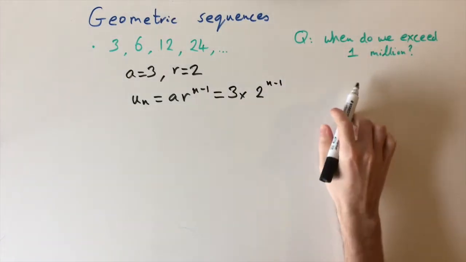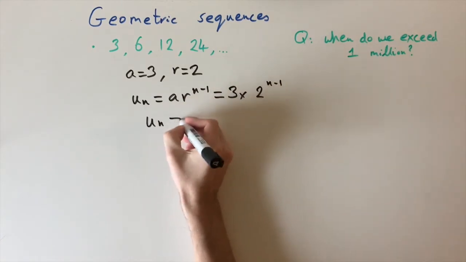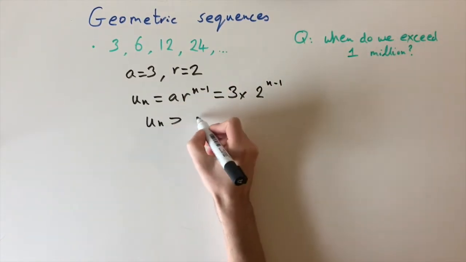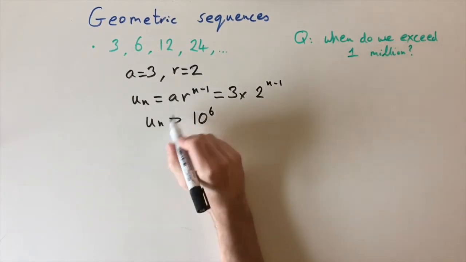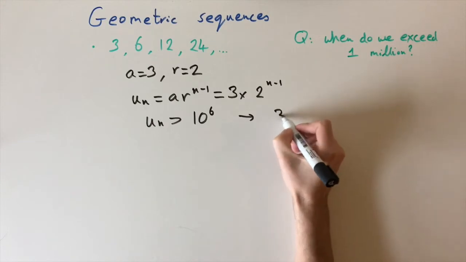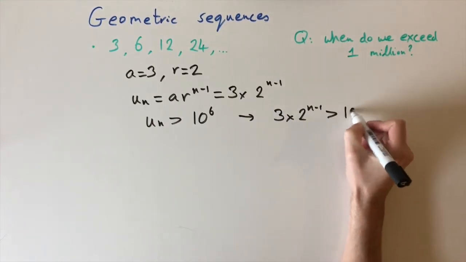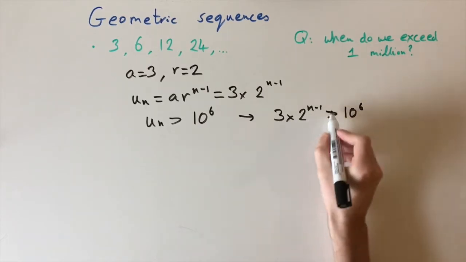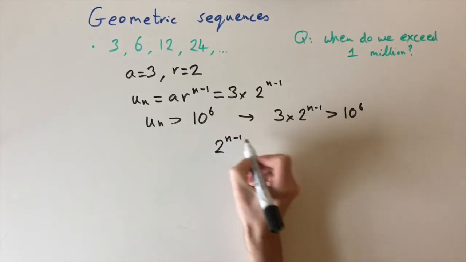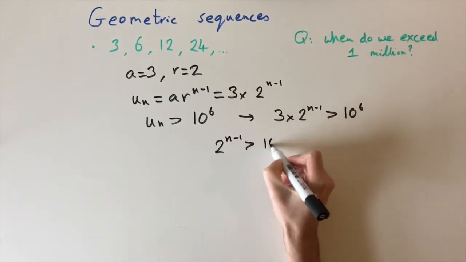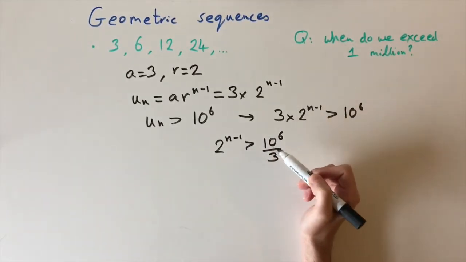So now to solve this question, we just need to think about the inequality. When does un become greater than 1 million, which I'm going to write more conveniently as 10 to the power of 6. So let's just sub this in. 3 times 2 to the power of n minus 1 is greater than 10 to the power of 6. So we need to solve this to get it in terms of n. I'm going to start off by dividing by 3. 2 to the power of n minus 1 is greater than 10 to the power of 6 over 3. And the sign doesn't change because we're just dividing by a positive number.